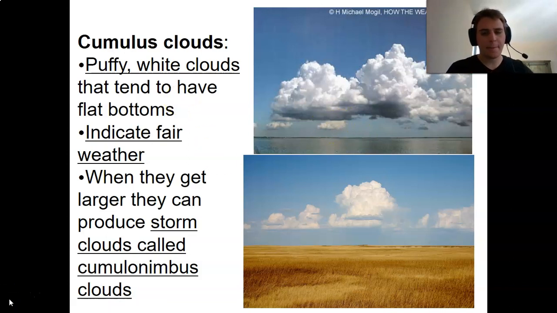Okay, so when these cumulus clouds get really large, they can produce storm clouds that we call cumulonimbus, and we'll talk more about that. You'll probably have a practice assignment about naming clouds and how to name them based on the different parts, because cumulo means that they're a cumulus cloud. Nimbus means storm or lightning.